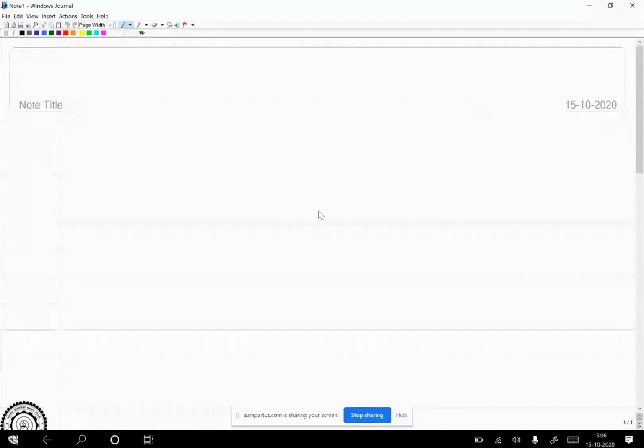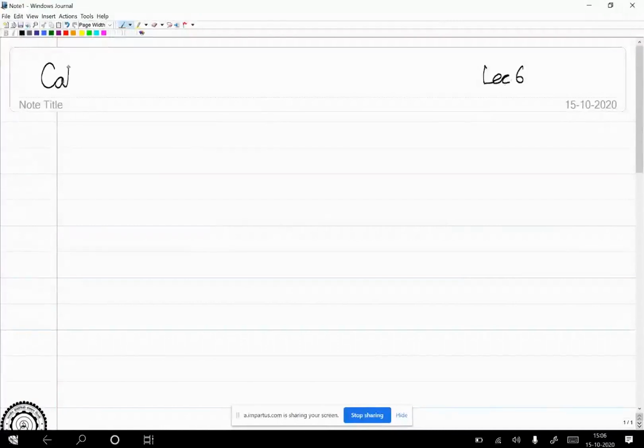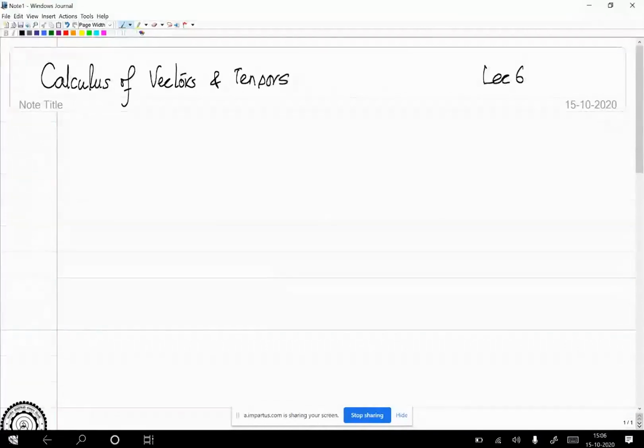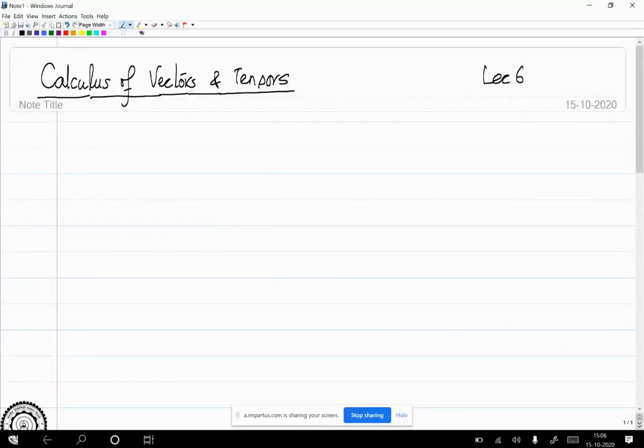Welcome to lecture 6, and today we are going to discuss calculus of vectors and tensors. So calculus means we have to differentiate and integrate. We know how to differentiate and integrate scalars, but now we will learn how to do that with vectors and tensors. Okay, this is from chapter 5.